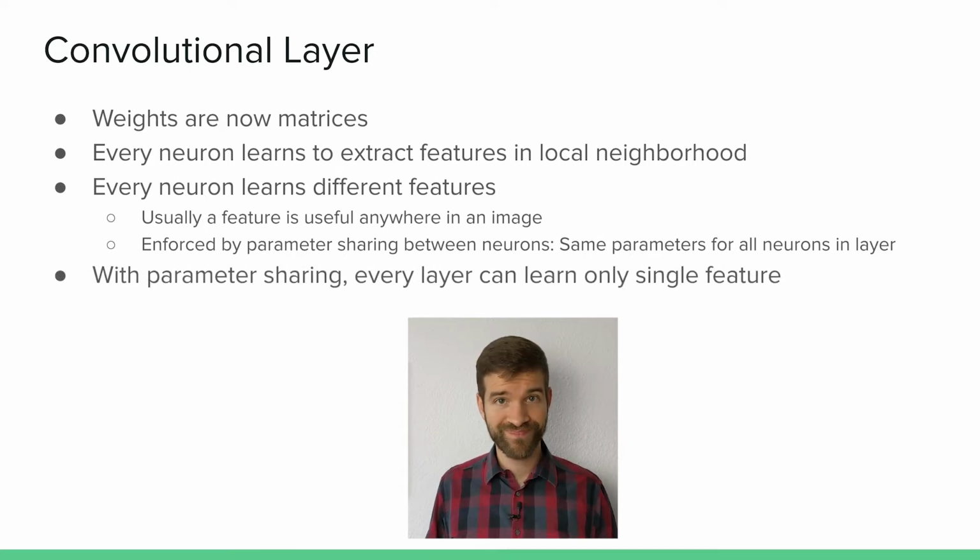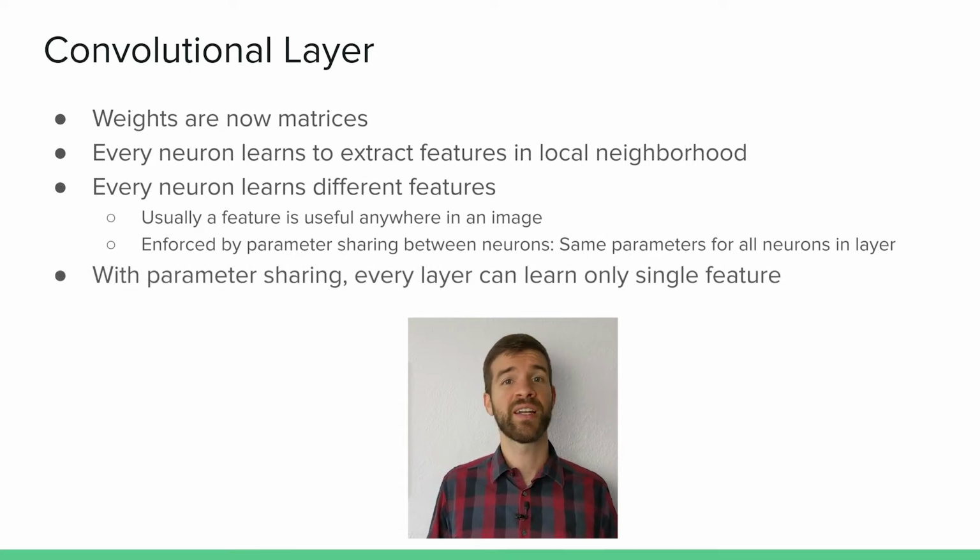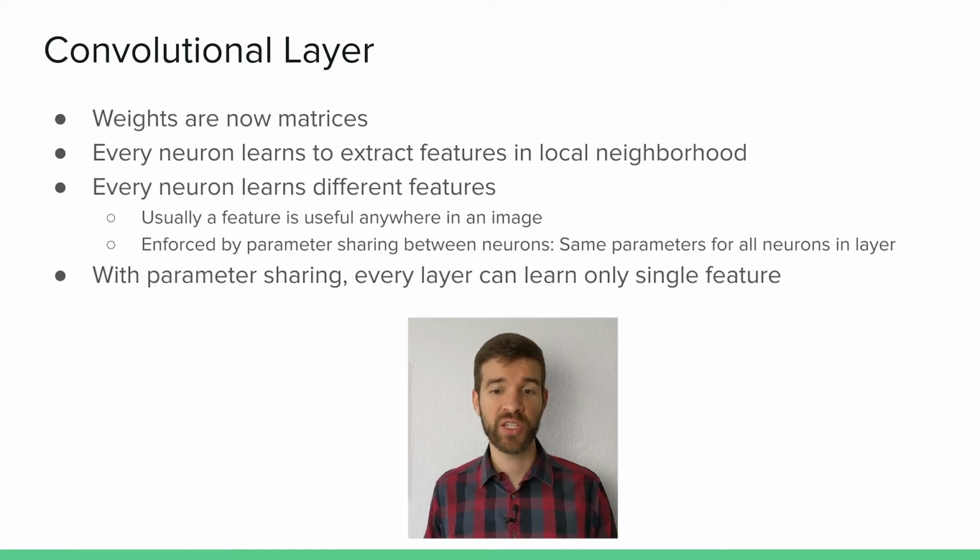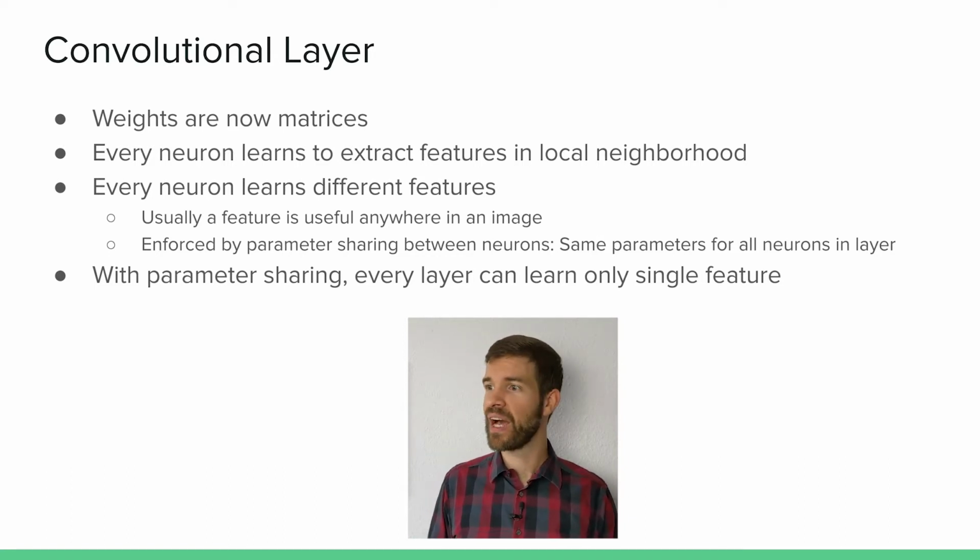That means each layer in turn can only learn a single feature, right? But it can learn to extract that feature anywhere in the image, which is good. But now when you think about just having one feature per layer, well, we need a lot of layers to get anywhere.